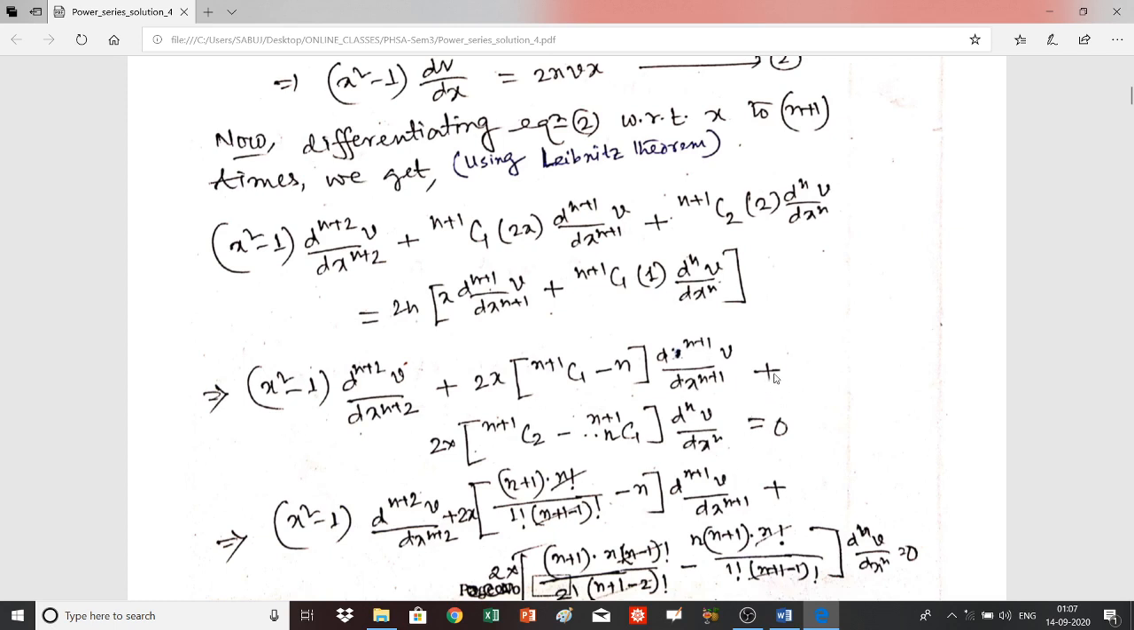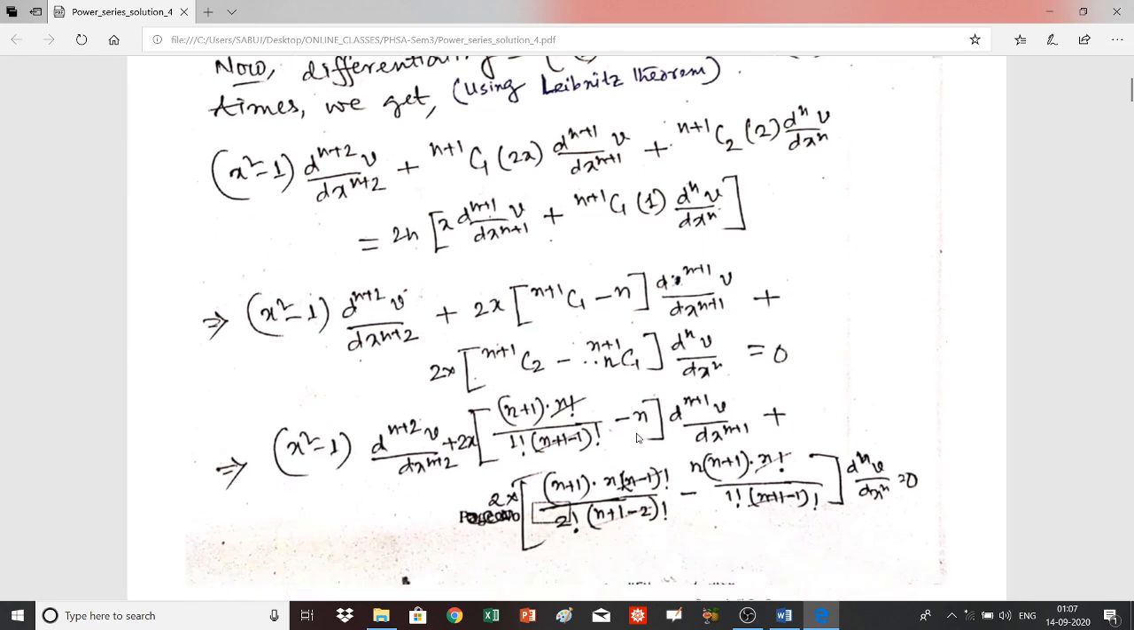So plus, here is a plus sign. So 2 into d^n/dx^n, this is taken as a common term, and the remaining part is (n+1)C2. C2 is here, and we are shifting this term to the left hand side. So from here, (n+1)C1 with a constant n. Here is n. So n into (n+1)C1.